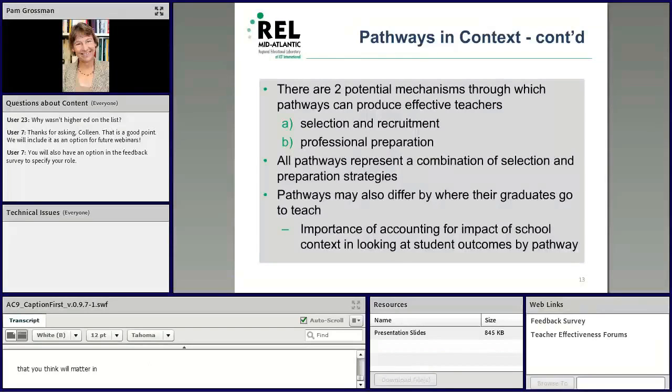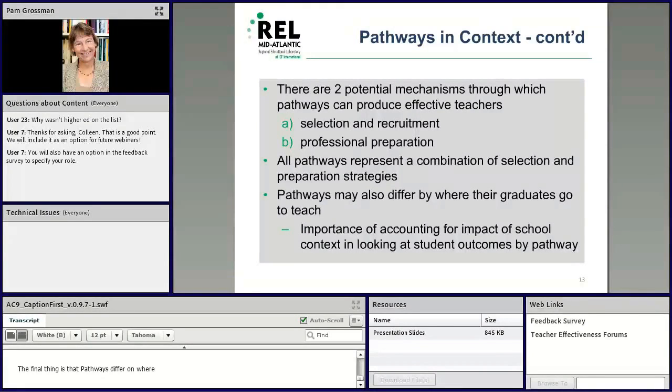So some pathways focus a lot on the issue of selection and recruitment into that particular pathway. The second piece, of course, is the professional preparation you receive during teacher education. And that has to do with the kinds of courses you take, the kind of field experience you have, the kind of supervision you get, and we'll be diving into all of those in the course of this presentation. All pathways are some combination of selection, who they manage to get into their pathway, and then how they prepare those individuals for classrooms. The final thing is that pathways differ on where their graduates go on to teach.